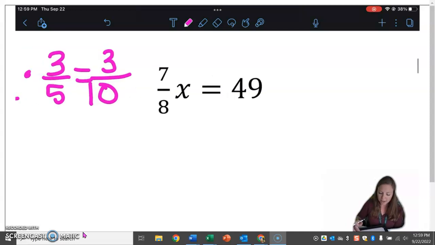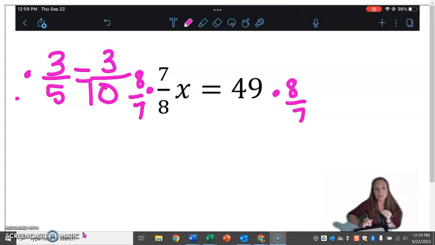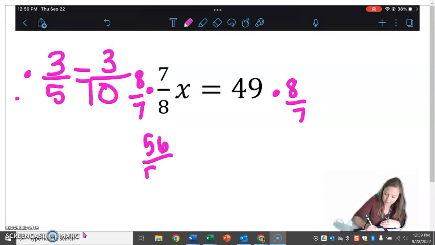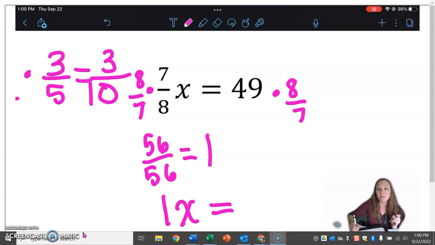And the reason that we do that is because when you have fraction coefficients, we want to make them a 1. The easiest way to make it turn into a 1 is to multiply by the reciprocal. So anytime you have a fraction coefficient, if you multiply by the reciprocal, this is going to get us 56 over 56, which is just 1. So it simplifies right out and gets rid of our fraction. So we get 1x, or just x, equals, and then 49 times 8/7.